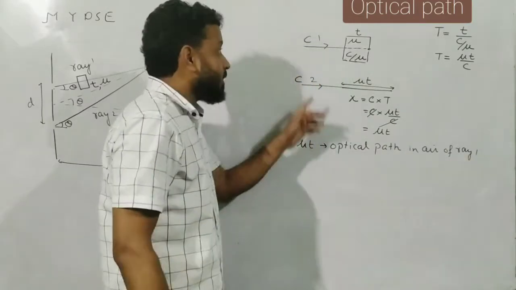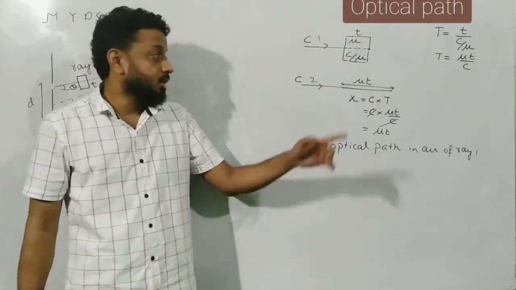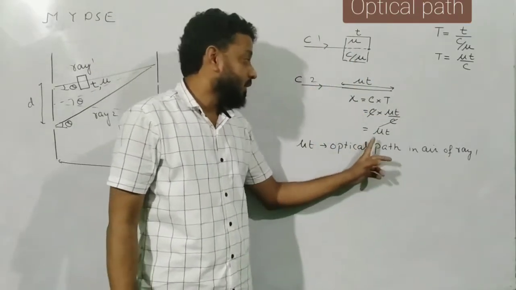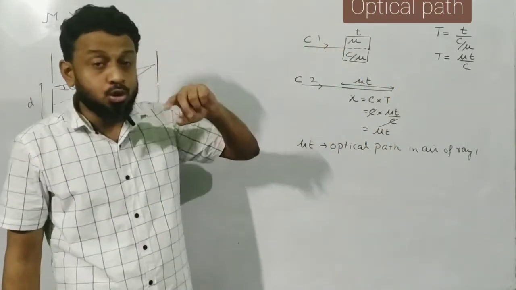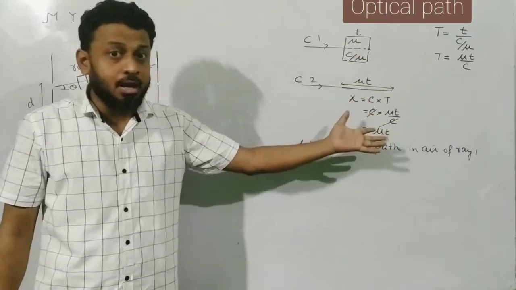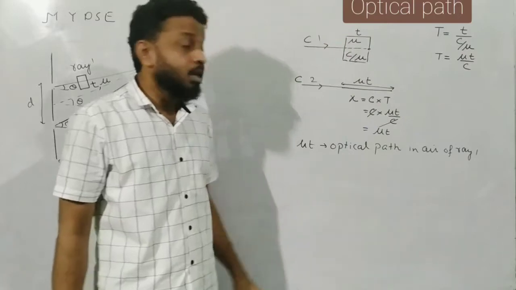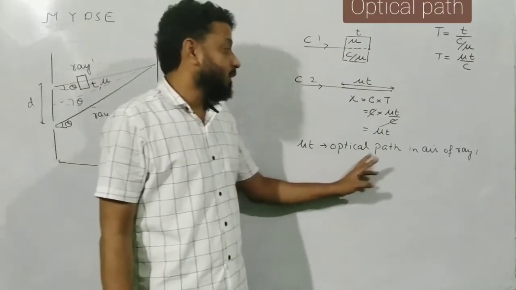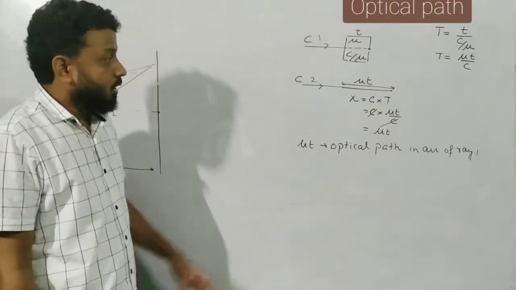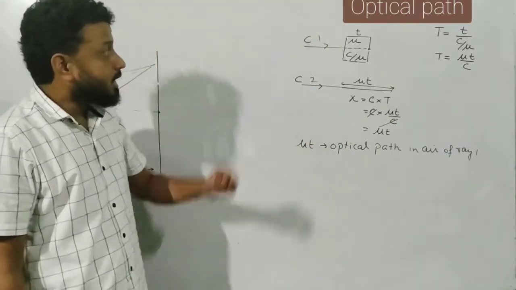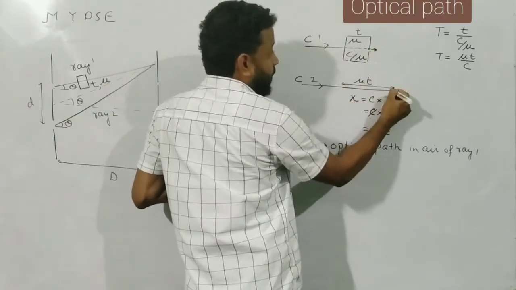What does it mean? It means if ray 1 would not have encountered the slab, then it would have traveled a distance of mu t in air. So we call this the optical path in air of ray 1. Okay? Coming back here, what has happened? By the time ray 1 is about to come out, ray 2 is over here.